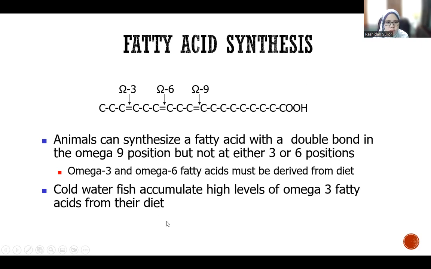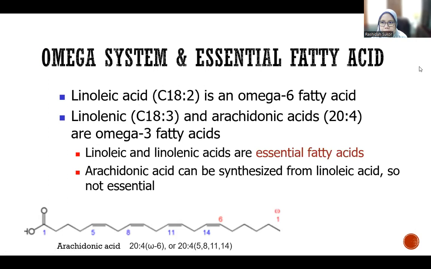So cold water fish accumulate high levels of omega-3 fatty acid from their diet. So that's why, source of the cold water fish, when you do the extraction to get from their muscle, you can get a lot of omega-3 fatty acid. Okay. This one is the omega system and essential fatty acid.